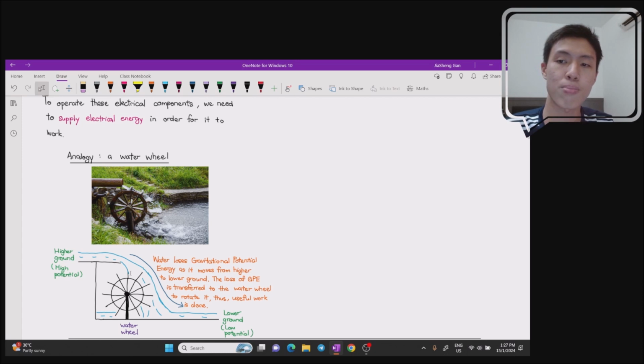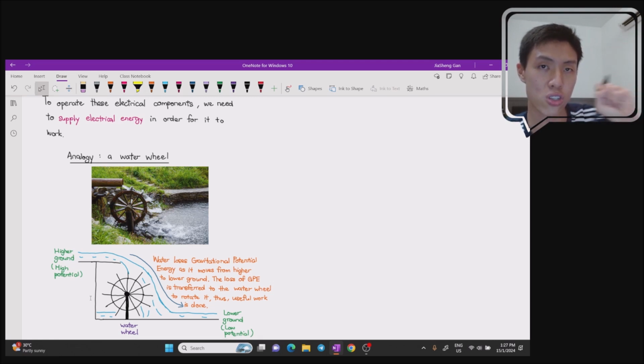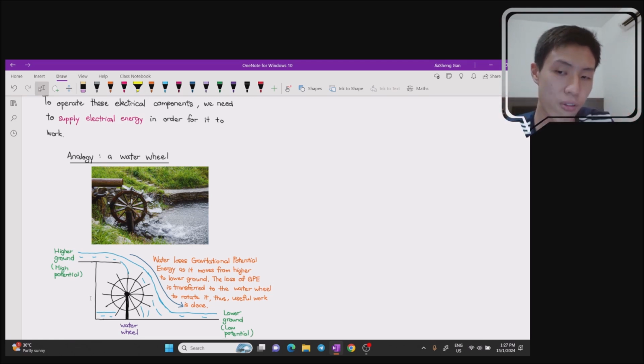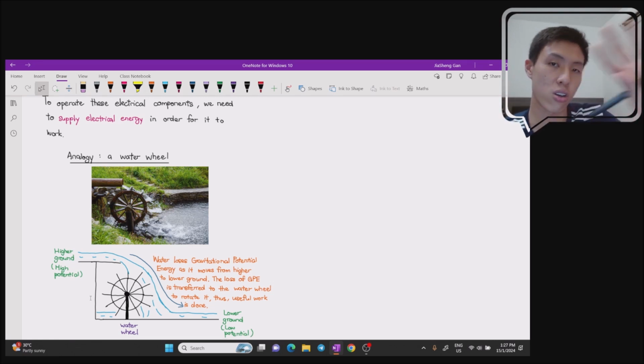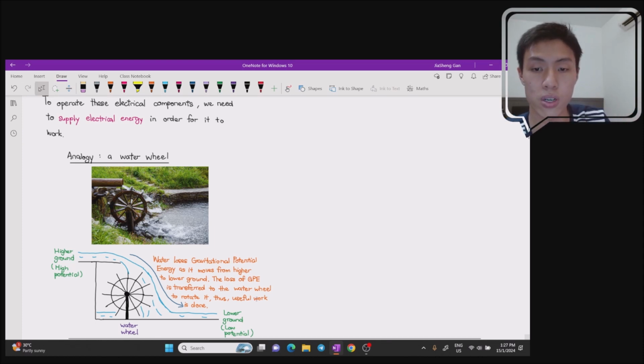Okay, so this is a simple example of how we take the potential energy of the water and transfer it to the water wheel, in this case to make it rotate. You can think of the water wheel in this situation as similar to the load, because its function is to consume the energy from the water that flows through it. It consumes the energy in order to rotate, to perform some kind of useful work.